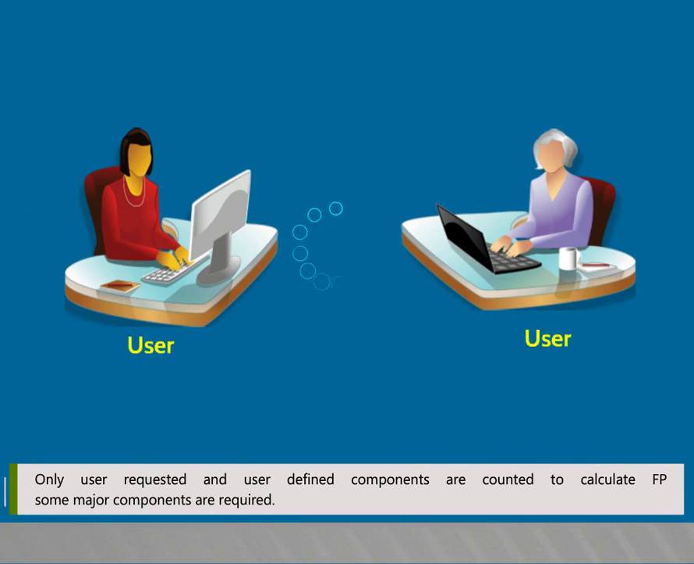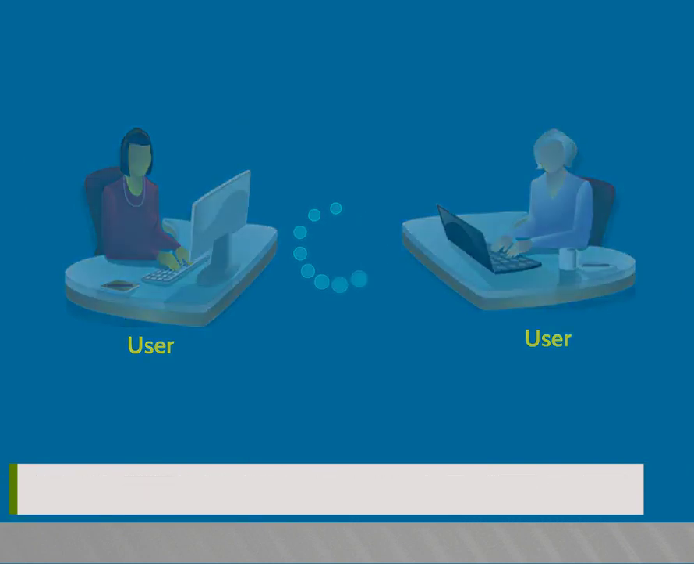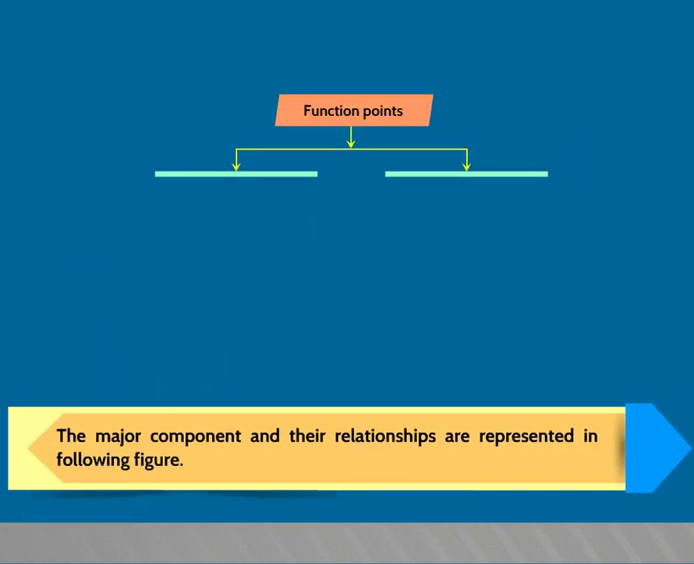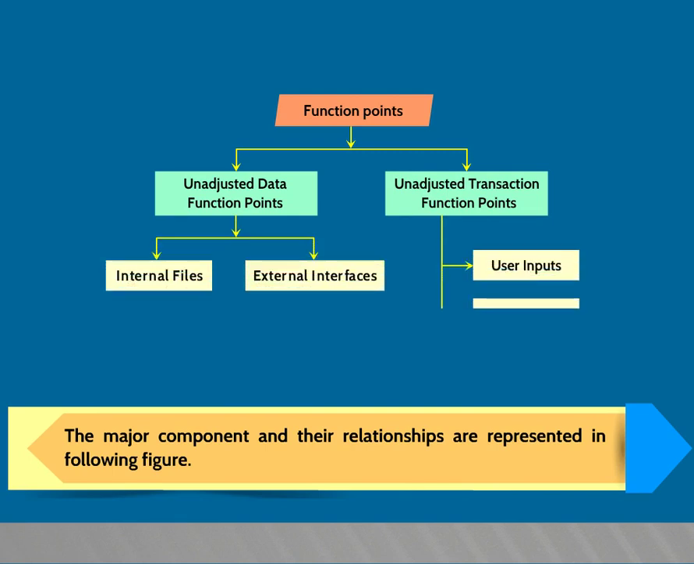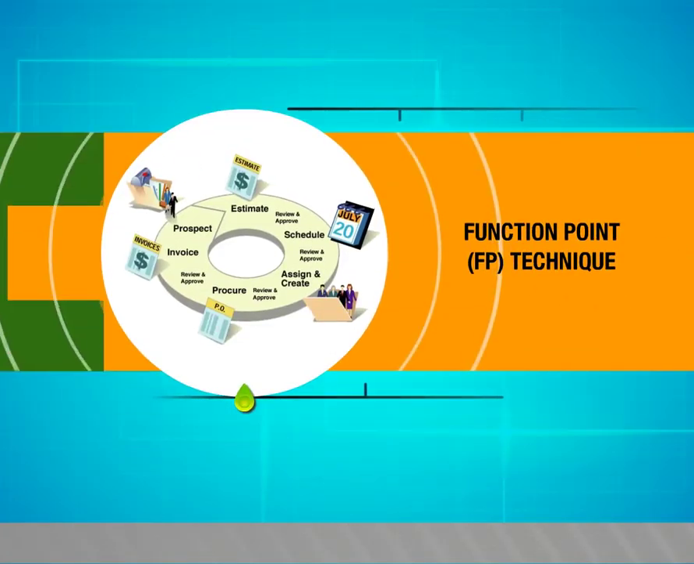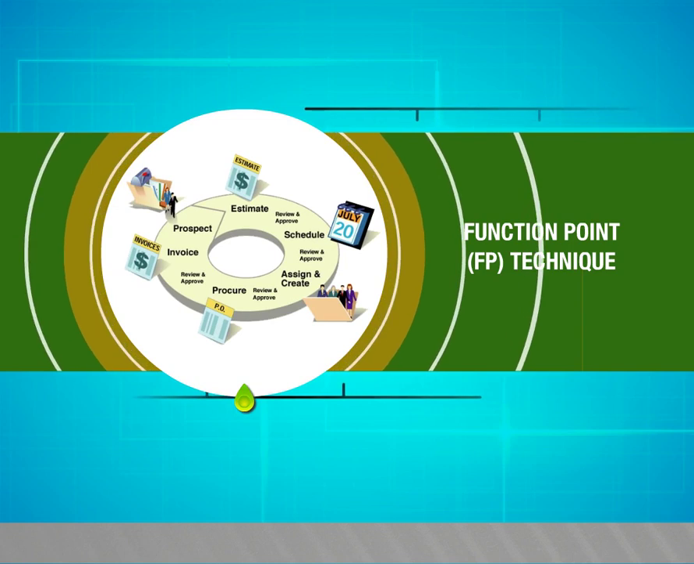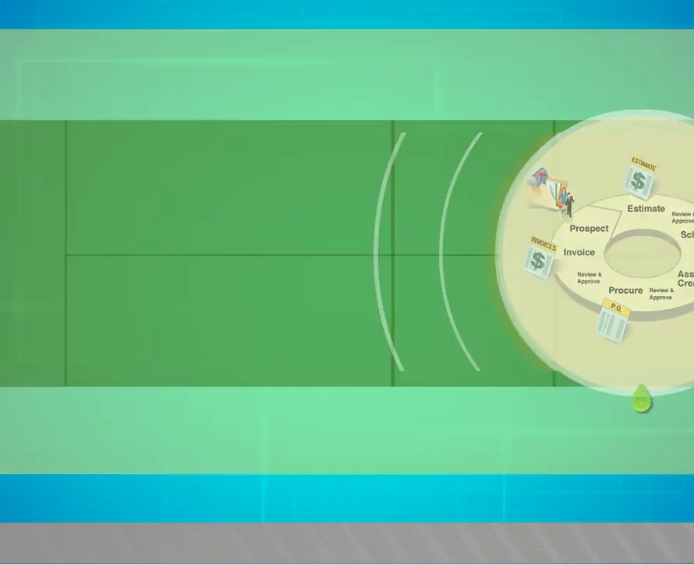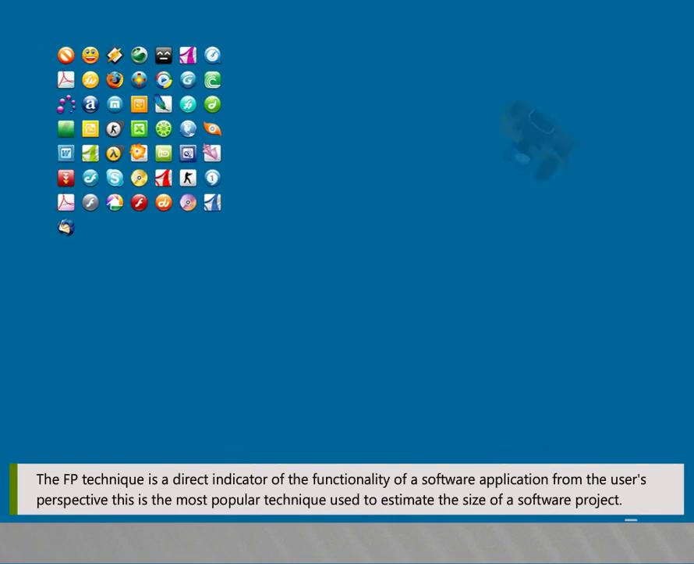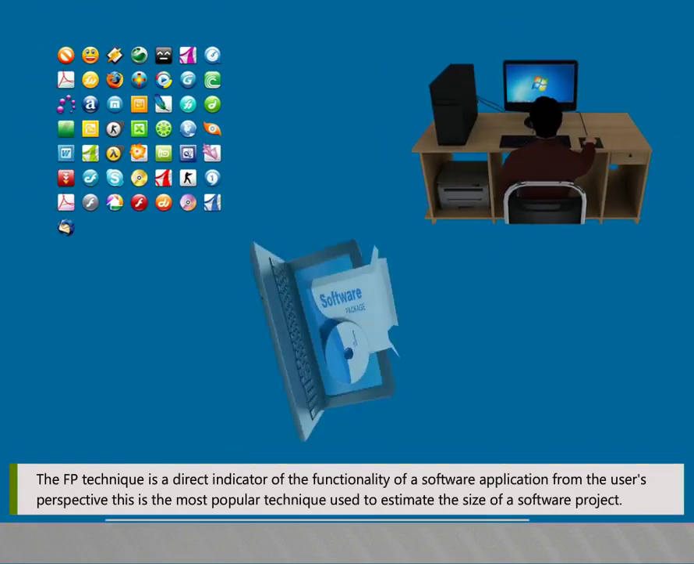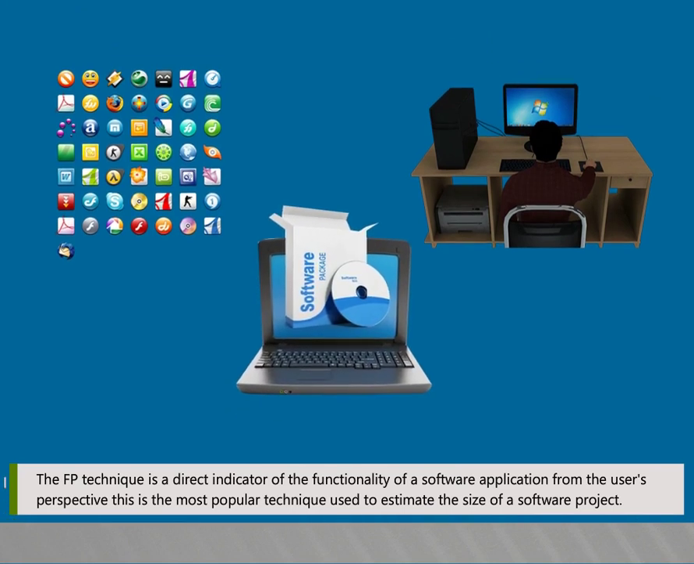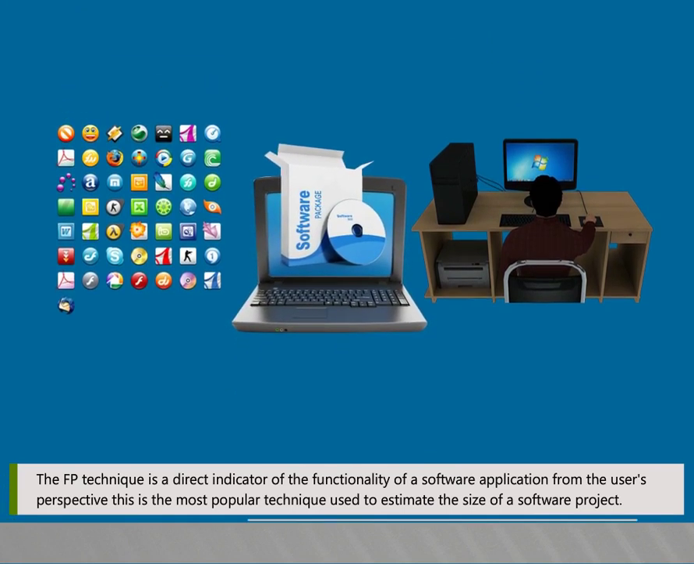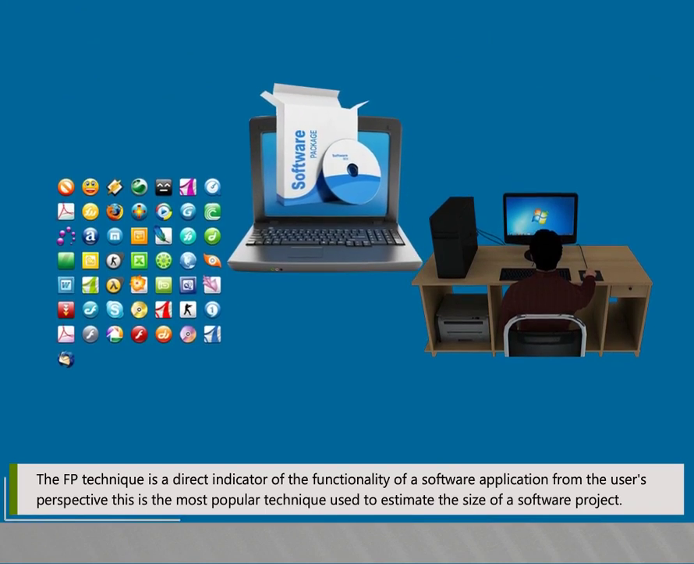To calculate FP, some major components are required. The major components and their relationships are represented in the following figure. You can calculate the function point estimates for a project or a particular phase by following 4 steps. Identify the unadjusted function points. Calculate total GSC. Calculate value adjustment factor, that is VAF. Apply a formula to calculate adjusted FP, that is AFP.